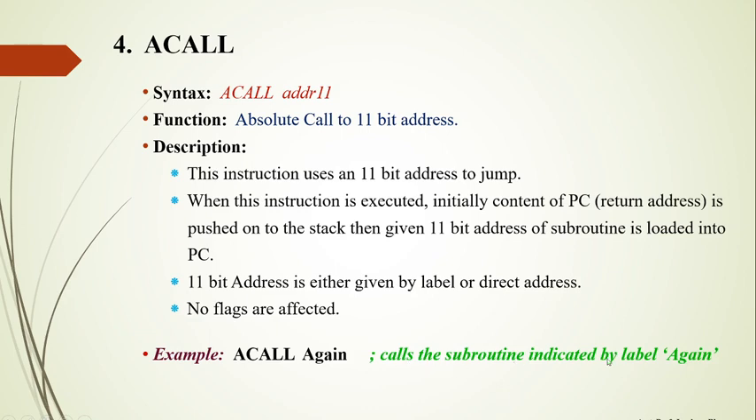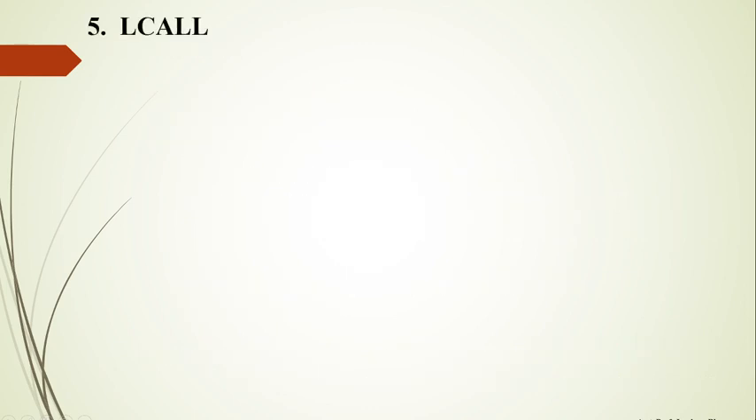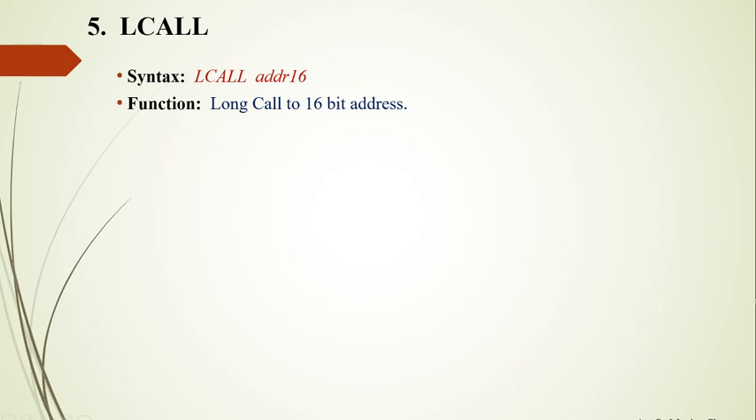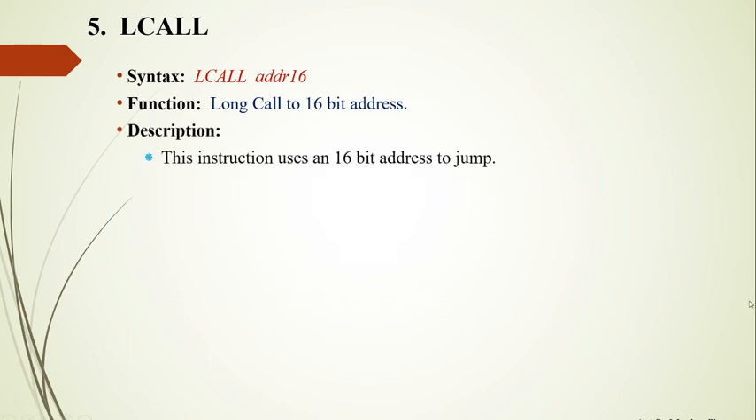So this calls the subroutine indicated by the label again. Here the address of the subroutine is mentioned, so it calls the subroutine indicated by the given address. LCALL. This is nothing but the long call, and the label or address available is 16-bit. Whatever subroutine is called by the instruction must be present within 64 kilobytes of memory. So this is a long call to a 16-bit address, and this instruction uses a 16-bit address to jump.